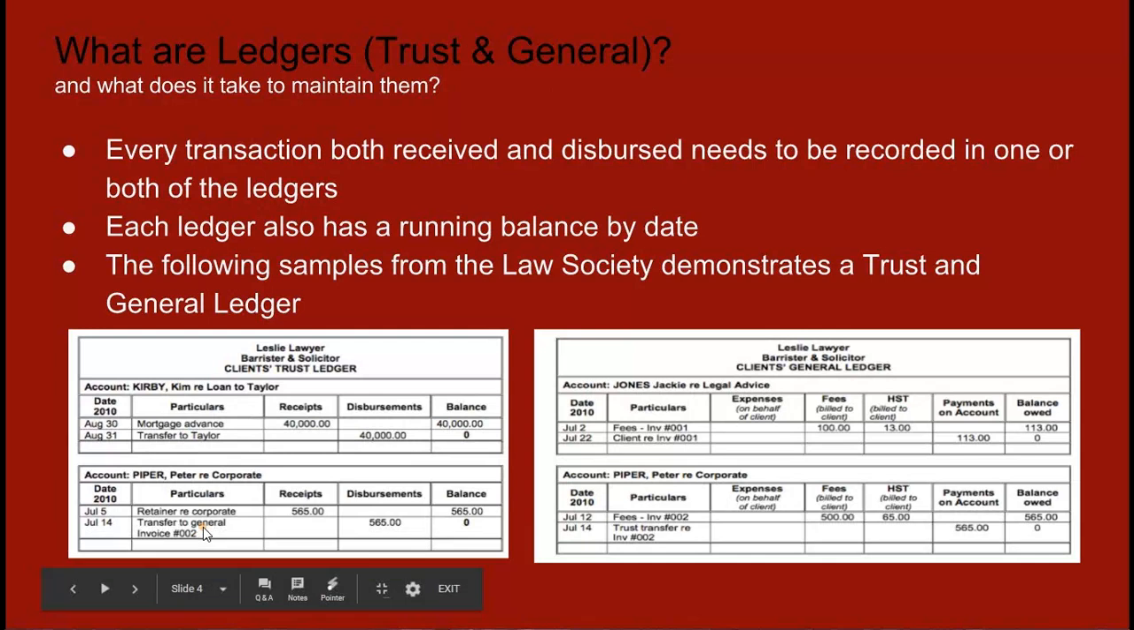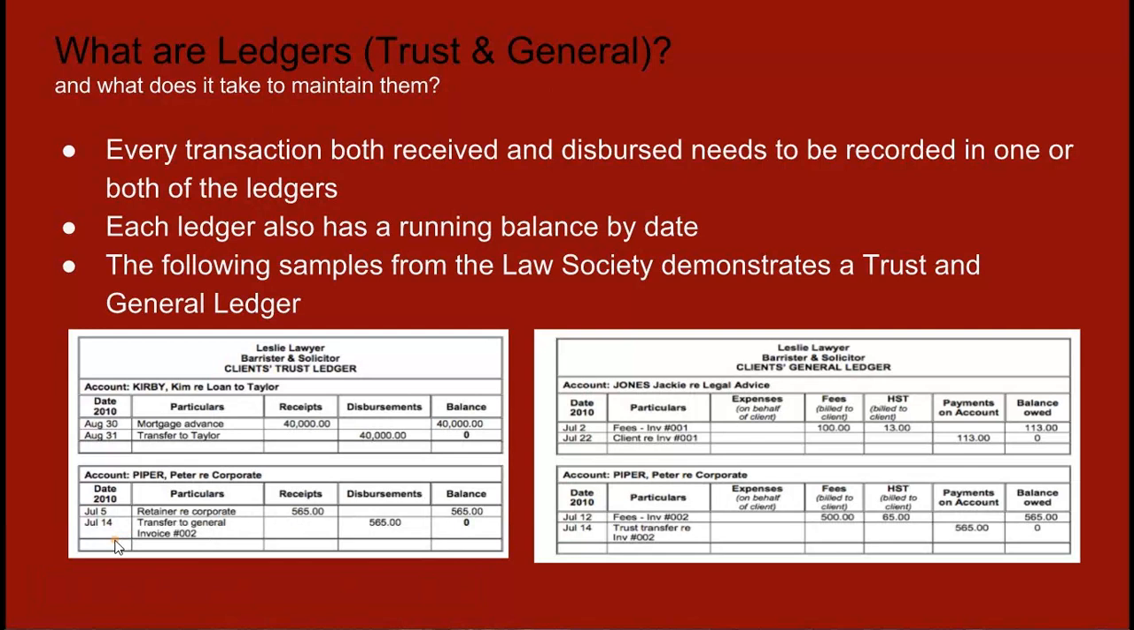Another type of transaction could be where you're receiving a retainer, so money in advance before you can actually deliver the work for your client, but it's received in trust. As the name sounds, you put that into your trust account. So there's a $500 fee plus your 13% HST, $565 that you've now received as trust money on the 5th of July. So on the 5th of July, that's the balance in Mr. Piper's trust account.